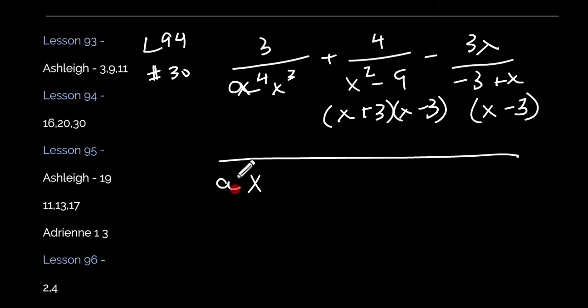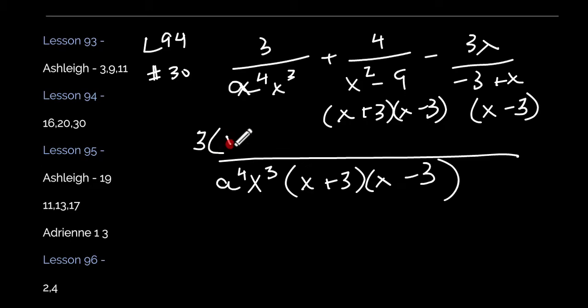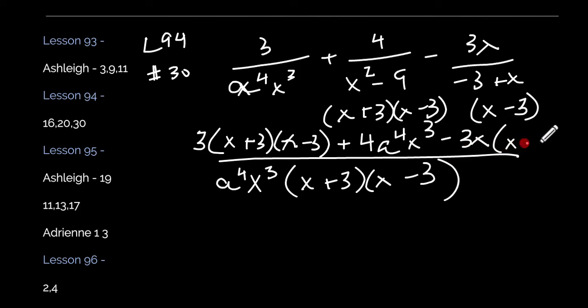A to the 4th, x to the 3rd, and then it's going to be x plus 3, x minus 3 is your common denominator. The 3 needs the x plus 3, x minus 3. The 4 needs all those little variables, a to the 4th, x to the 3rd, and the 3x needs the x plus 3. That's basically how they left it in the back of the book. The only thing they did differently is they said x squared minus 9. But this form would be fine since they didn't multiply anything else out. All right, that was it for lesson 94.